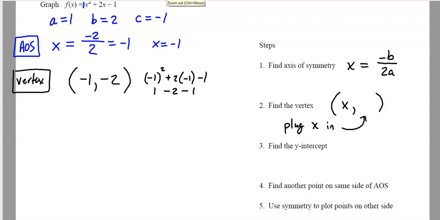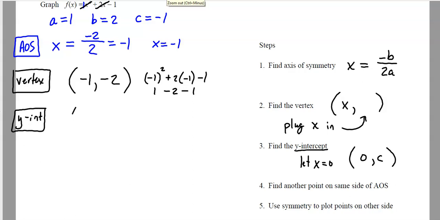So step 3 is find the y-intercept. Remember, anytime you want to find the y-intercept, you're going to let x equal 0. It's really always just going to be your c value, because when I put 0 in for x, it wipes that term out, and 0 in for the other x wipes that term out, and we basically just have -1. So our y-intercept, which is just our c value, is 0, -1. All right, so let me scroll down and get this stuff on the graph here: -1, -2, and 0, -1.